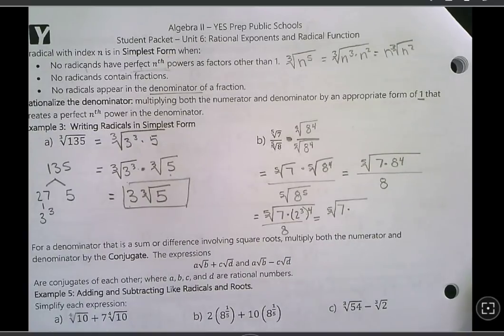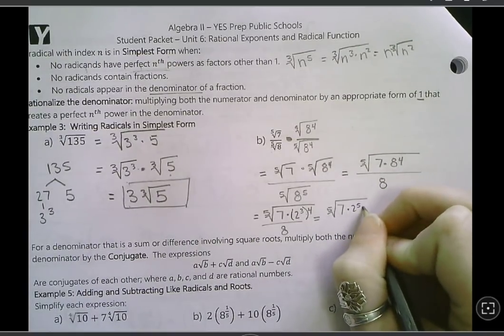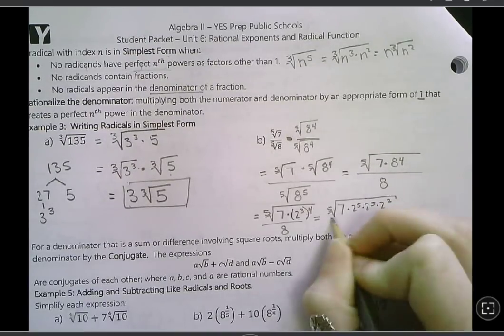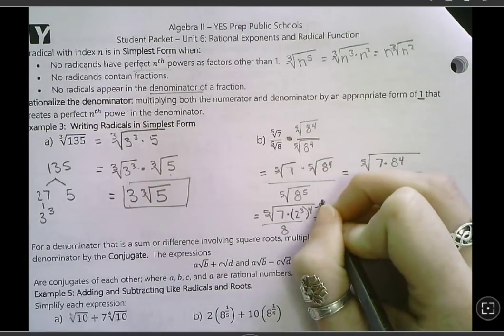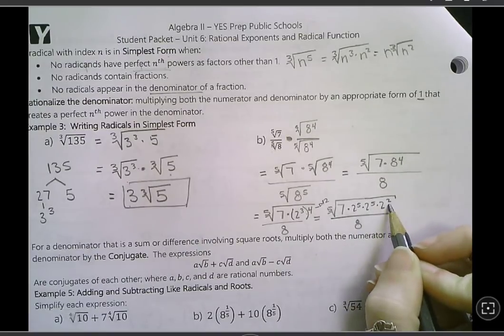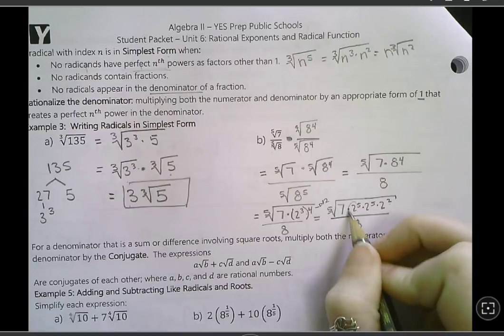Well, now there's groups of 5s in there. I could have 2 to the 5th times 2 to the 5th times 2 squared, all over 8. Because remember, 3 and 4, that multiplies, that's 12. I should have 12 2s in here. Well, 5, 10, 11, 12. I have 12 2s now. So that means I can take 2 2s out.